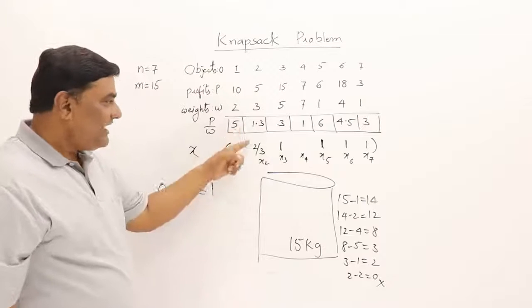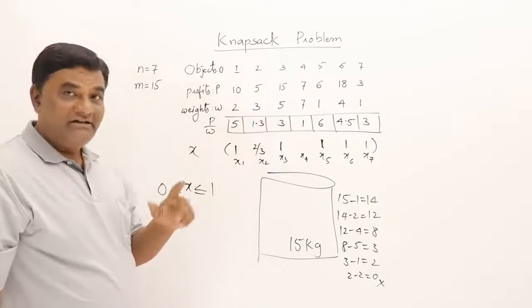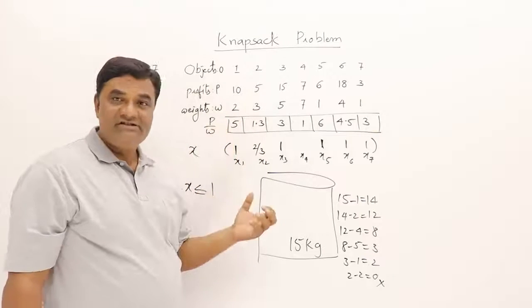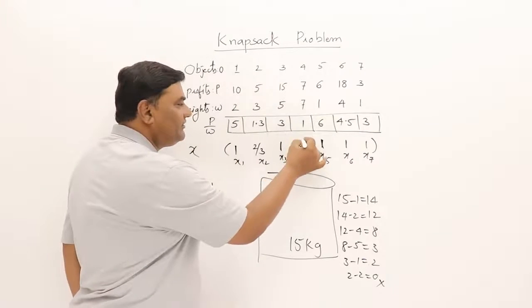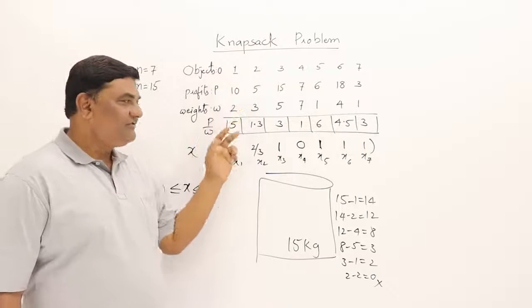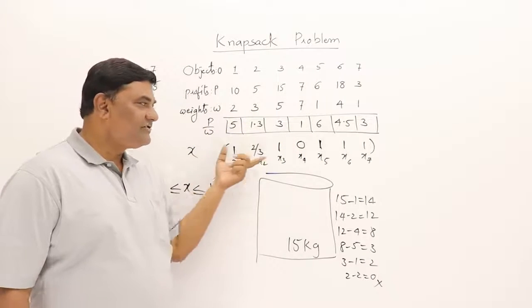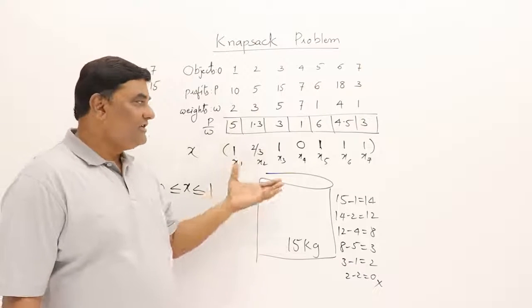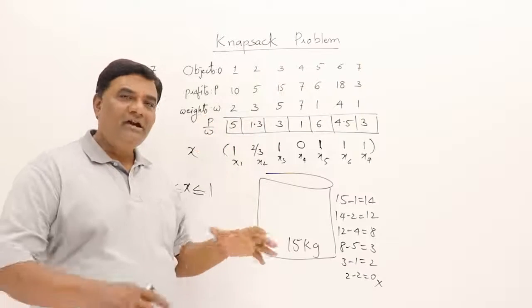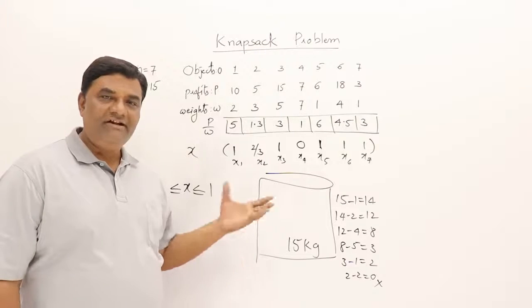So I am taking the fraction of this object, you said. Already I told you that these objects are divisible, so I am taking 2 kgs out of that. And what about this? This is not included. So I have a solution for this problem, and this is the solution. This shows how I am going to include the objects, which objects I should include so that I get the maximum profit. Now I have to calculate the profit and find out how much it is.